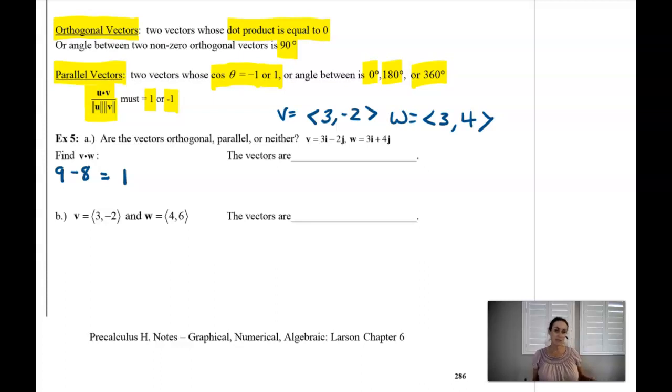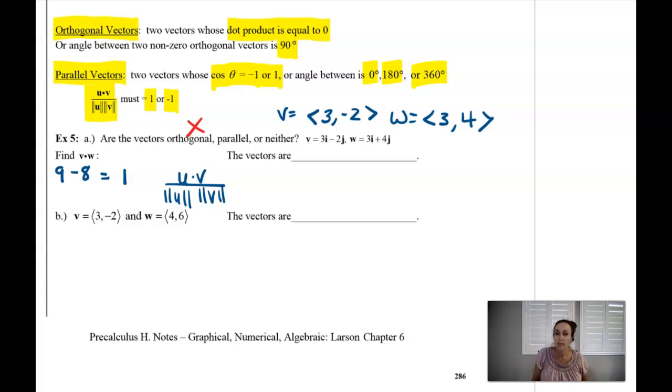Well, I was looking for this to equal 0 in order for it to be orthogonal. So is it orthogonal? The answer is no, it's not. All right, so now we're going to test to see if it's parallel. So to test if it's parallel, the cosine of theta has to be equal to -1 or 1. So this is going to be the cosine of theta. How you find that is u dot v over the magnitude of u times the magnitude of v.